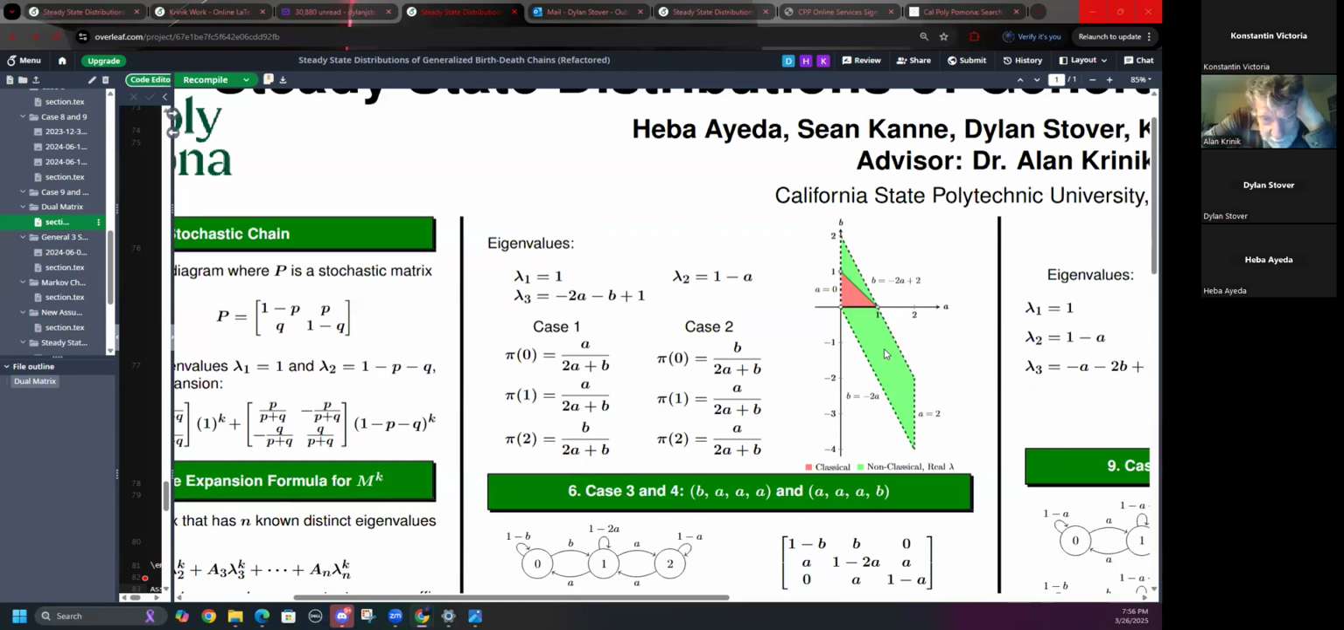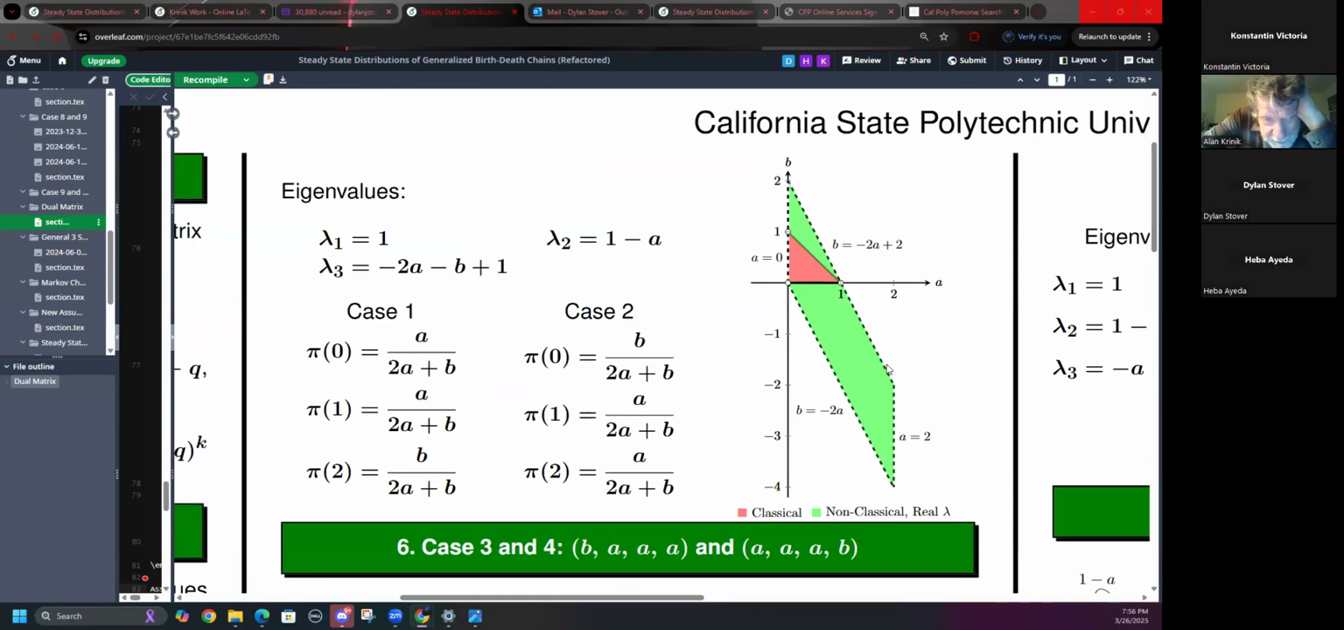1 is always an eigenvalue, by the way, for all of these things. There's an easy explanation of that, which I can give you later. But for all of these matrices, it's because the matrix is stochastic that 1 is always an eigenvalue. The other 2 turn out to be these, and they're the same eigenvalues for both cases. That's why they're grouped together. The steady states we are able to find are these, which look very similar to each other, except where the B occurs. In case 1, the B occurs on pi 2, and in case 2, the B occurs on pi 0.